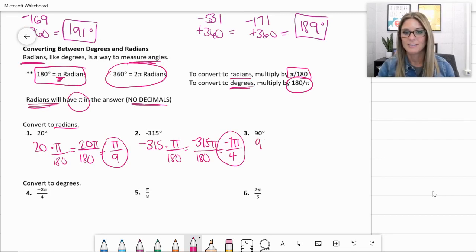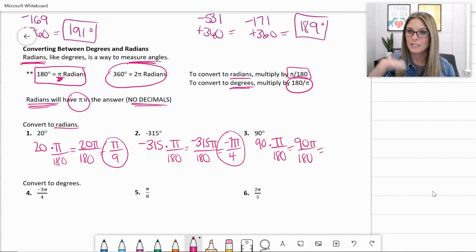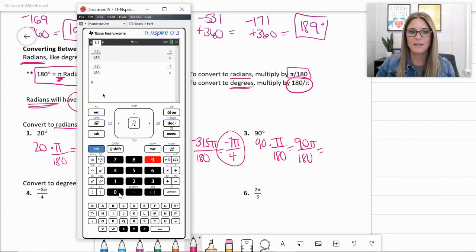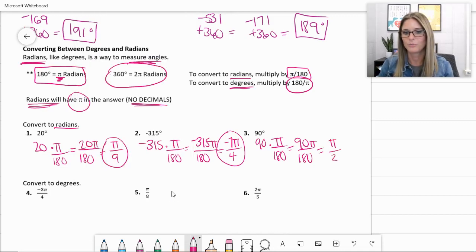Number 3, 90 degrees. Changing it to radians, multiply by pi over 180 gives us 90 pi over 180. You need to reduce the 90 and the 180. So on the calculator, if you just type in 90 divided by 180, it will reduce that for us to 1/2, or you have pi over 2.